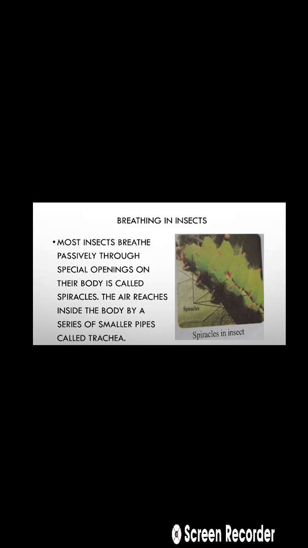Most insects breathe passively through special openings on their body called spiracles, or in another way we can say that insects have holes on their bodies called spiracles which help them to breathe. They have a network of air tubes called trachea which run across the whole body. Air passes through the network of tubes to the whole body of the insect. And in this way, insects breathe through their whole body.